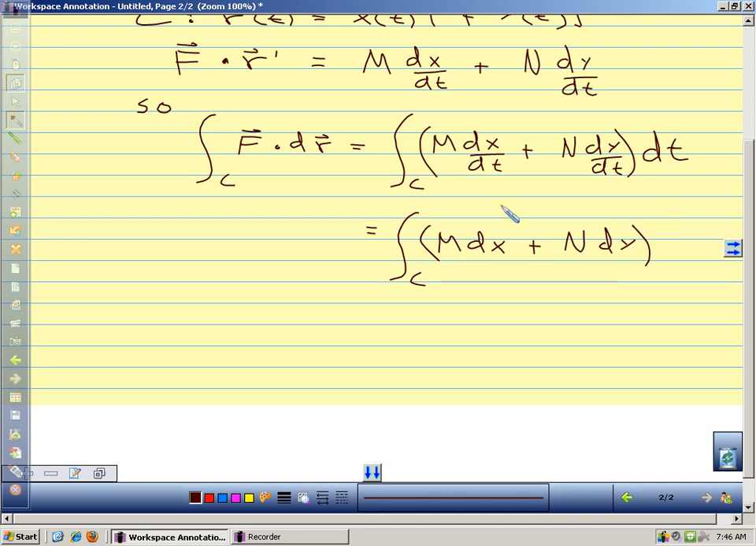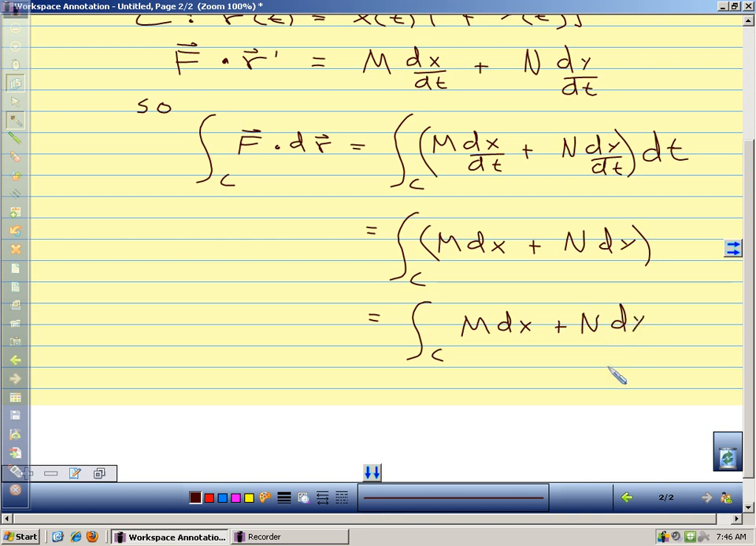And if we have x, y, and z, this extends. We just have our extra component and our dz component here. So this is our representation of the line integral of this vector field. Normally, we leave out the parentheses, and we just write the integral over C of M dx plus N dy.